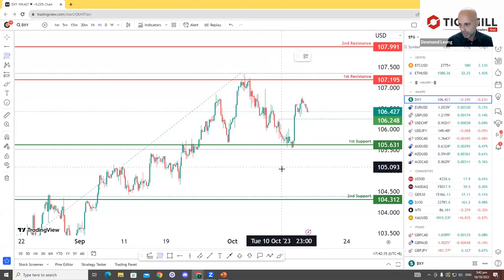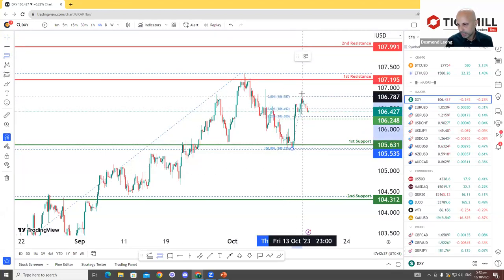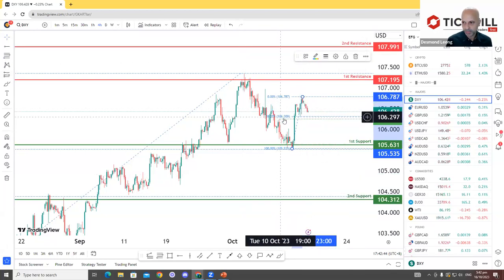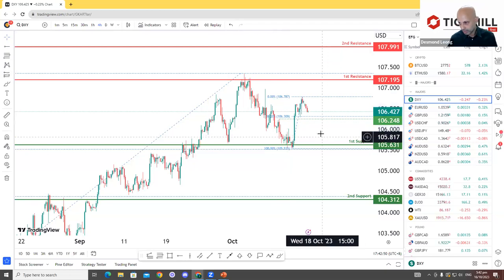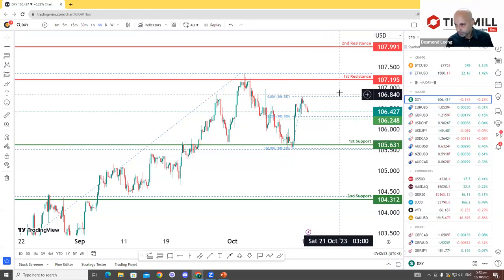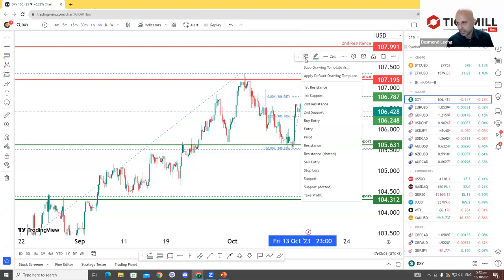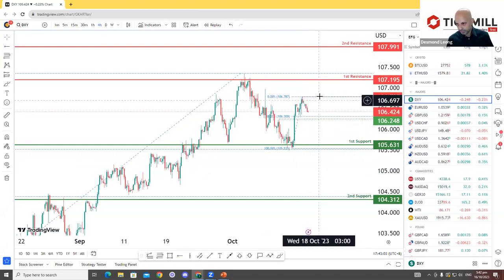Let's see if there are any Fibonacci retracements that perhaps line up with this level. We can see that the 38% retracement level aligns just above where I had identified the intermediate support level. Okay, so on the 4 hour time frame, I would also identify this swing high that took place on Friday the 13th as an intermediate resistance level for the dollar index.